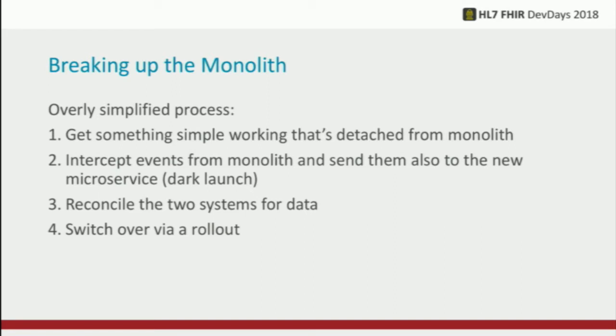So we came up with a very overly simplified process. Your mileage may vary, but this is the strategy that we're going to try to attempt. First, try to actually get something working. Let's build a microservice that actually does claim processing or quality processing, and then figure out how we can intercept events that are happening in the monolith and send them over into the microservice, and also send events from the microservice back into the monolith so that the two systems can stay in sync. Then over time, figure out how we can reconcile that the data that's in the monolith is now in the microservice, and we have validity that we have everything.